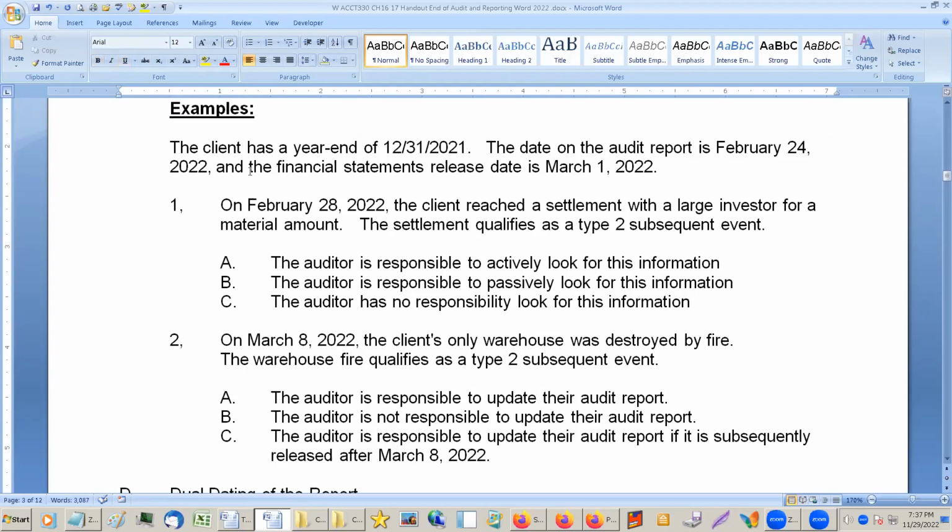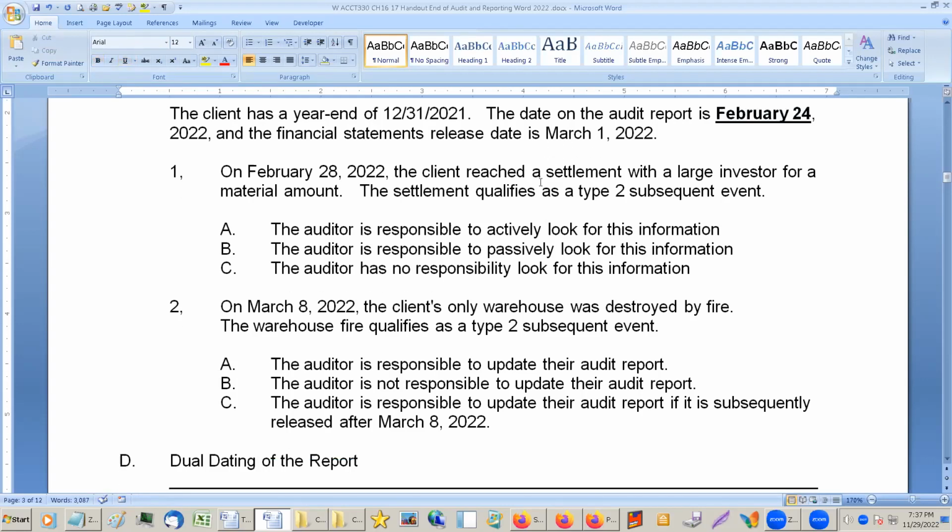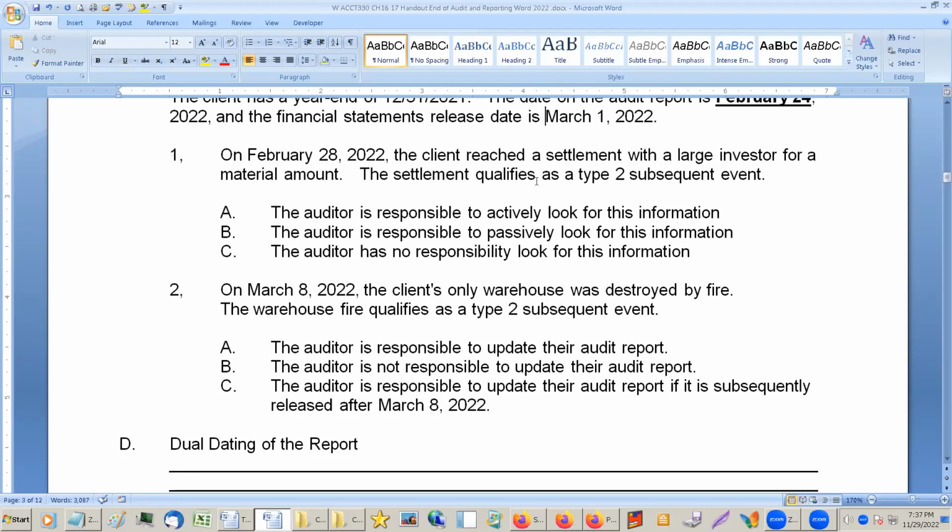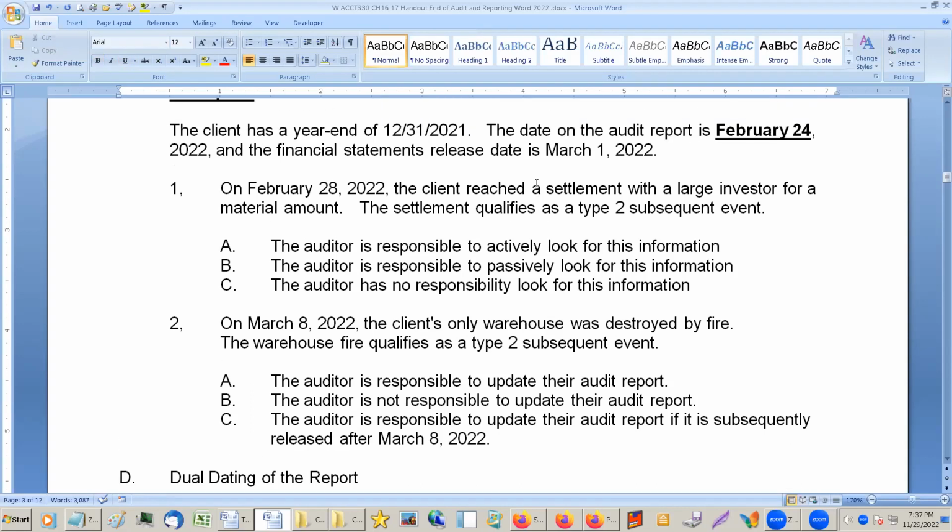The client has a year-end of 12/31. The date on the audit report is February 24th, so it's the last day of field work. The release date was on March 1st. On February 2nd, the client reached a settlement with a large investor for a material amount. The settlement qualifies as a type 2 event.